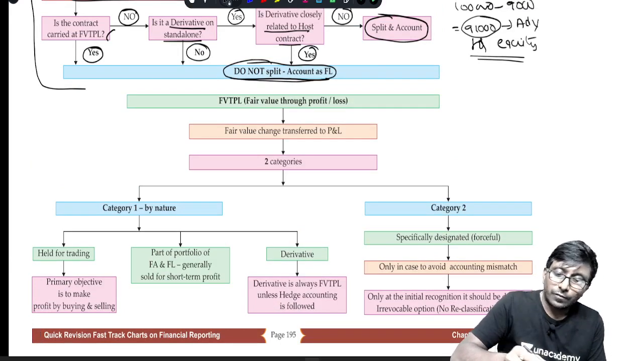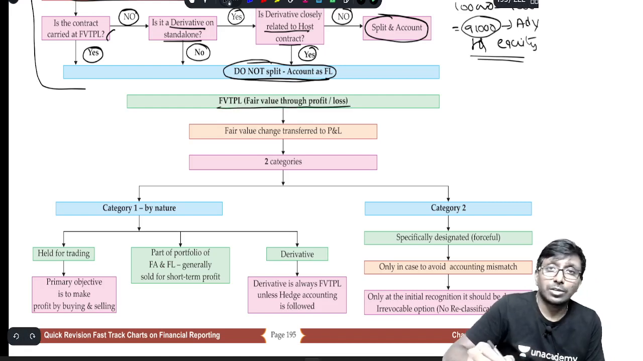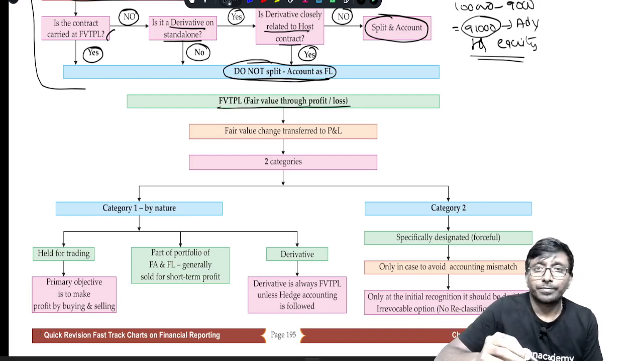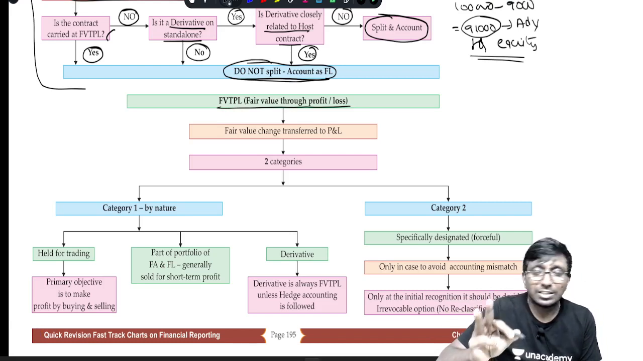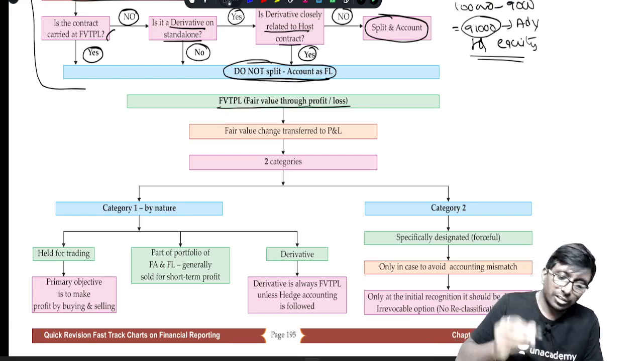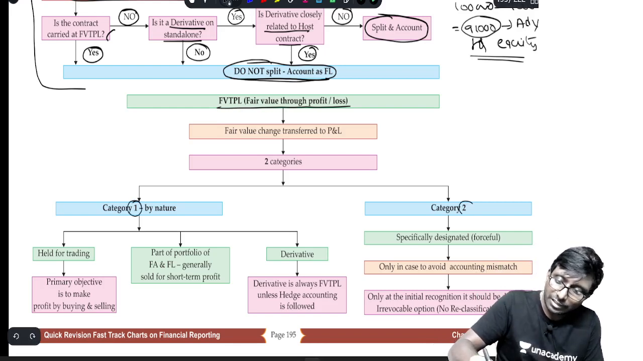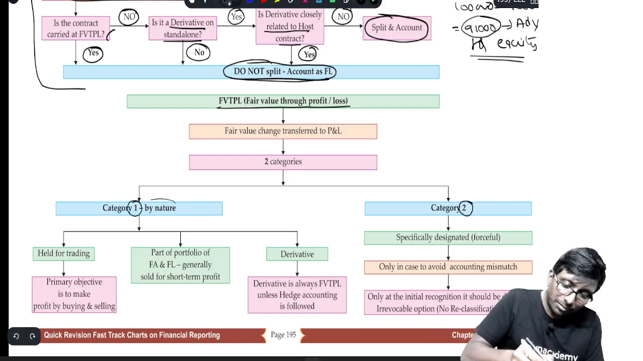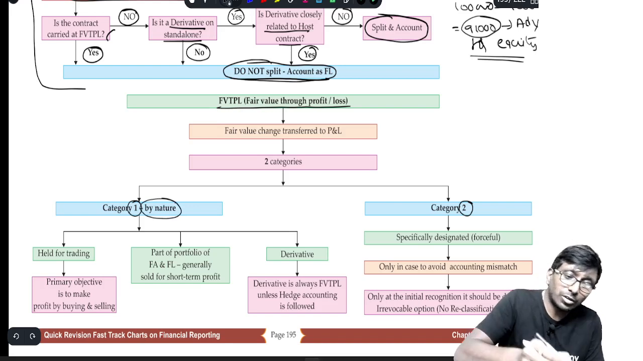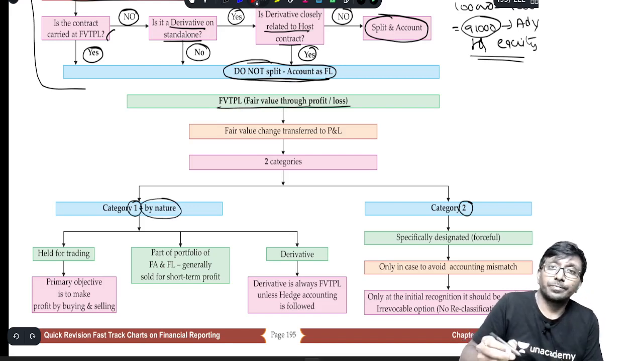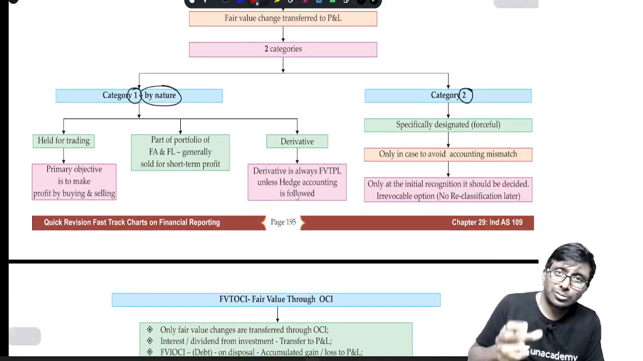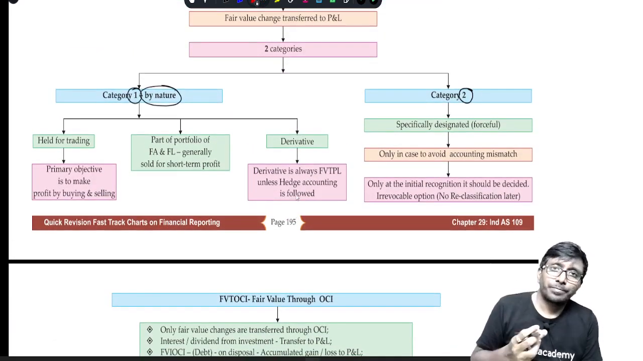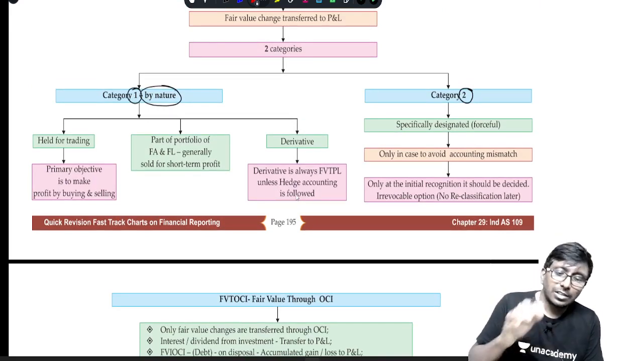FVTPL. What is FVTPL? Fair value through P&L. When do you classify? We will see broadly FVTPL, category 1 and category 2. Category 1 is decided by its very nature. What is by nature? By looking at the quality of the instrument, the purpose and nature of the instrument. I will decide it is category 1.